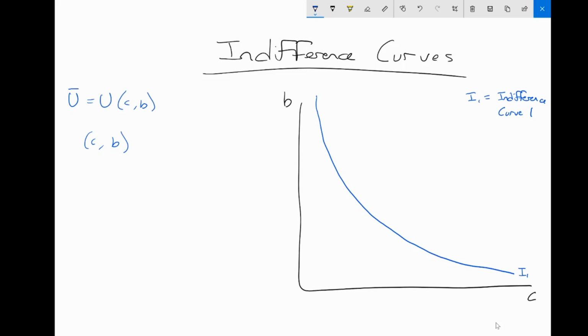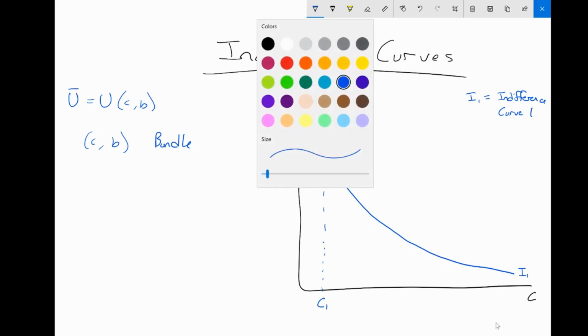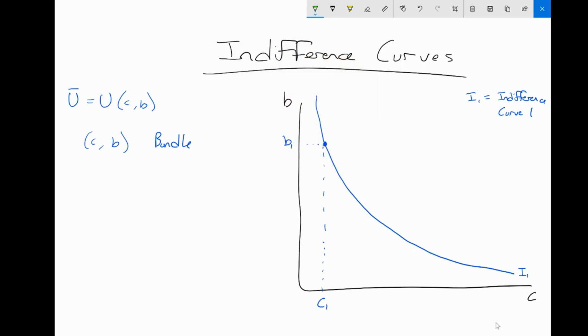In fact, every combination here we call a bundle of goods. It's some combination of coffee and bagels. So for example, this point here is a combination of coffee and bagels, C1 and B1, whereas this point here is a different combination of coffee and bagels.